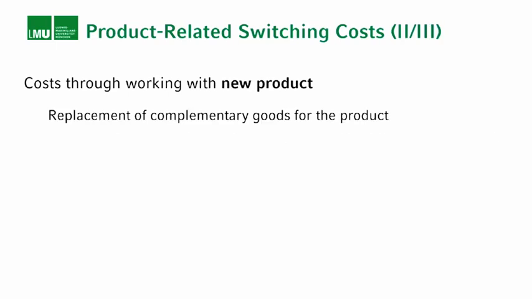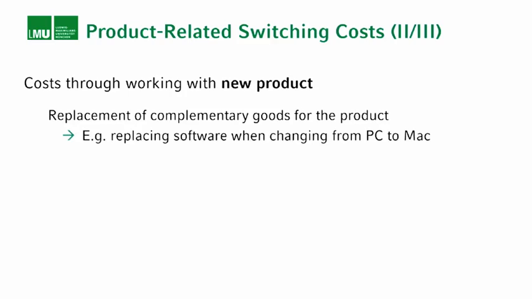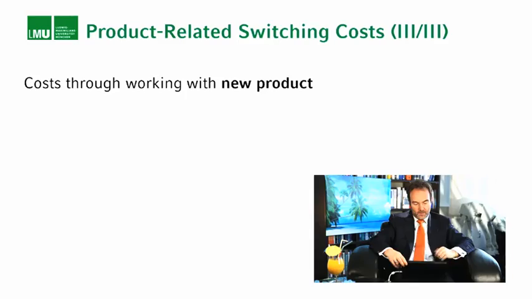What are other costs? Replacing complementary goods for the new product. As I just mentioned, there would be a case for replacing software when changing from PC to Mac. If you change the brand of your smartphone or the operating system of your smartphone, what automatically is going to happen is that all the apps that you invested in are going to have to be replaced. And that is what, again, creates switching costs that you only get because you're working with the new product.